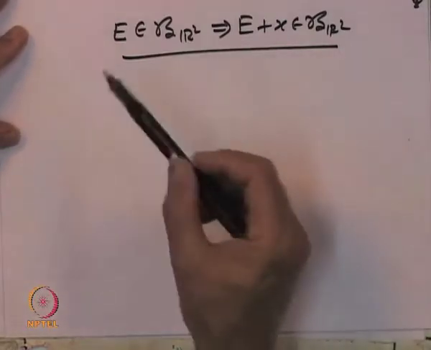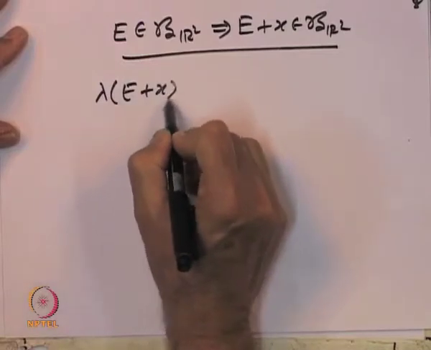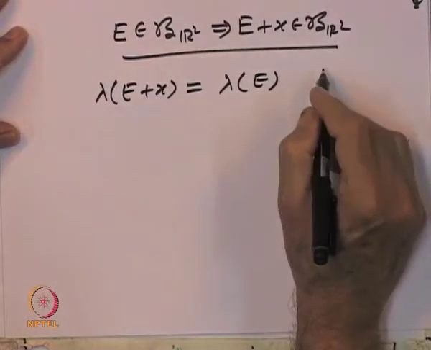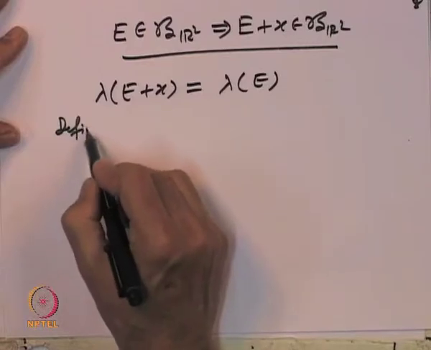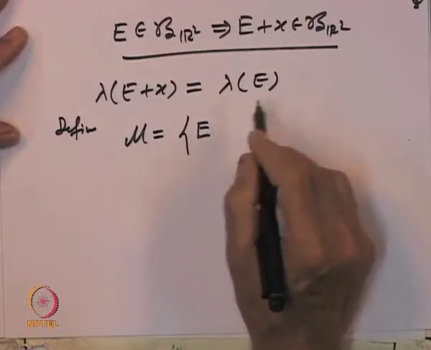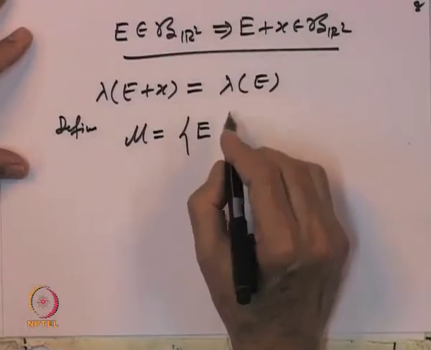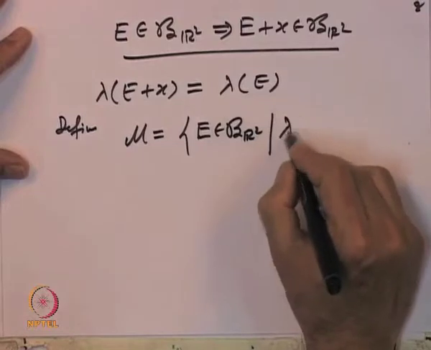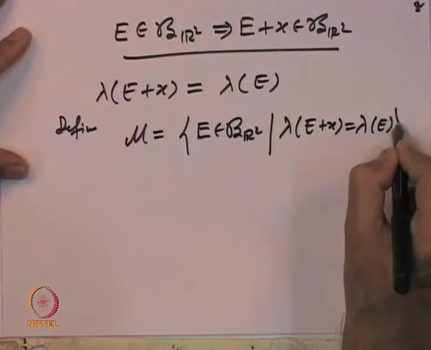So, to show the other thing, to prove that lambda of E plus x is the same as lambda of E, everything is in R 2. To show this, once again let us define M to be the collection of all those subsets E belonging to B R 2, for which this property is true: lambda of E plus x is equal to lambda of E.